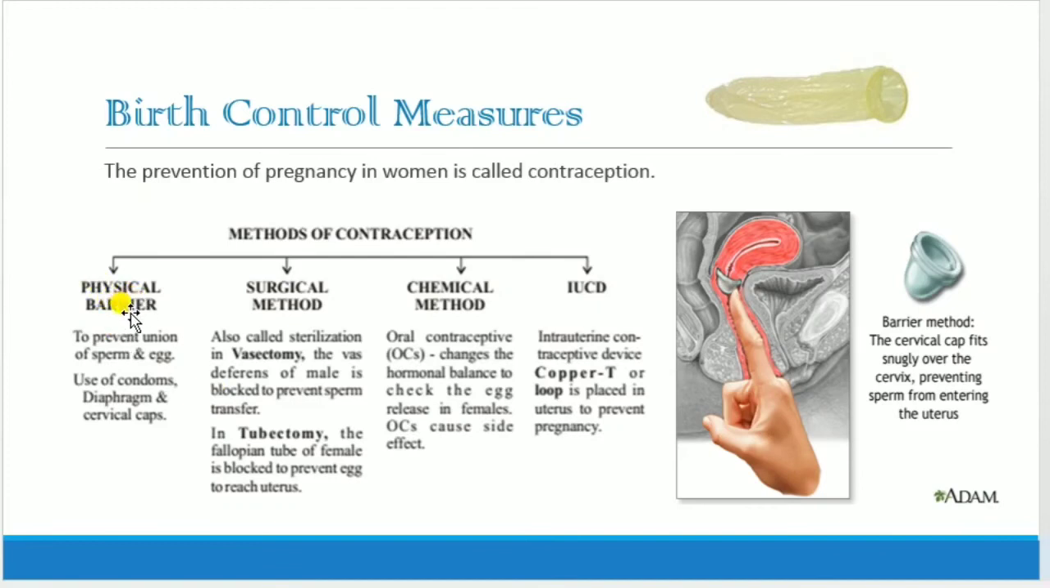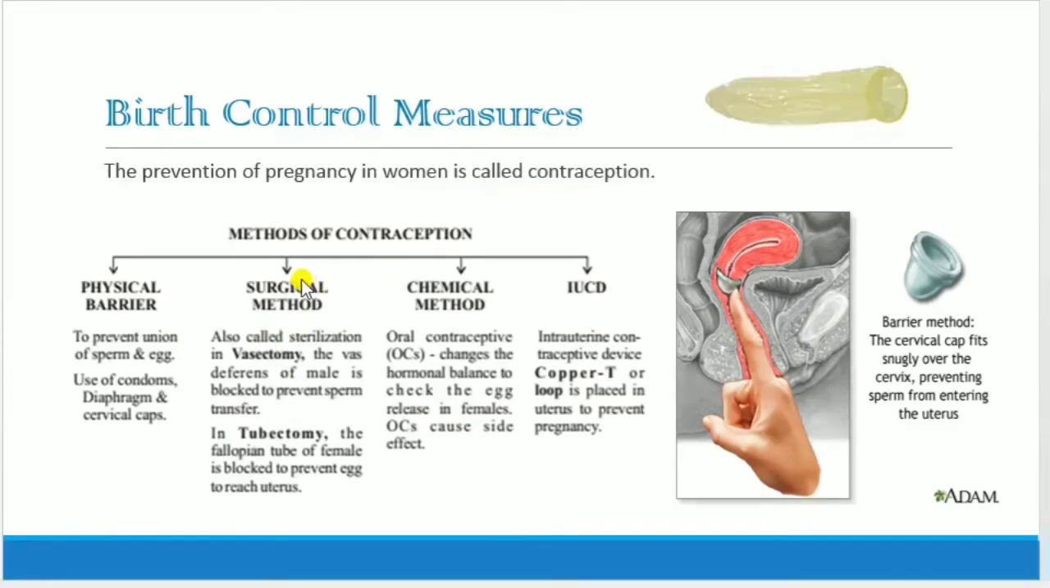So first one is physical barrier or barrier method. In this method, the union of sperm and egg is prevented. If the sperm and egg do not meet, then fertilization will not occur. So basically, to prevent fertilization, this barrier method is used, and in this method there is use of condoms, diaphragms, and cervical caps. We all are familiar with condoms and cervical caps. Actually, these caps are put inside the cervix of women. So this prevents the entry of sperm into the uterus or fallopian tube, so it will ultimately prevent the meeting of egg and sperm.